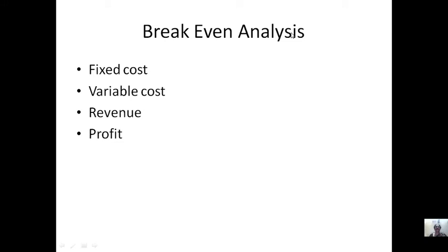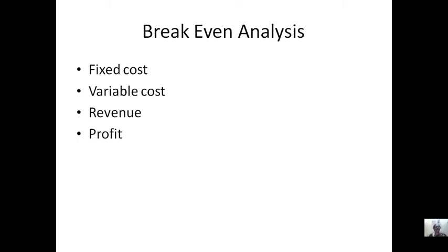Break-even analysis is an economic tool that is used to determine the cost structure of a company. It explains how many units a company should sell to cover the cost. The theory behind break-even analysis is made up of four basic concepts: fixed cost, variable cost, revenue, and profit.